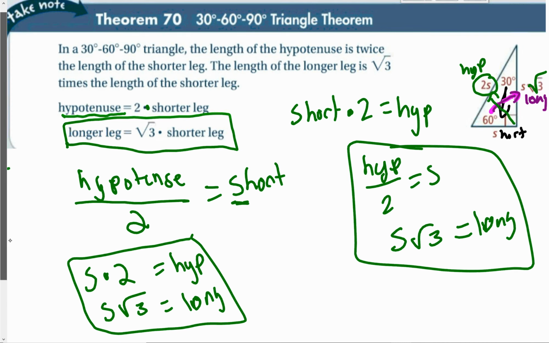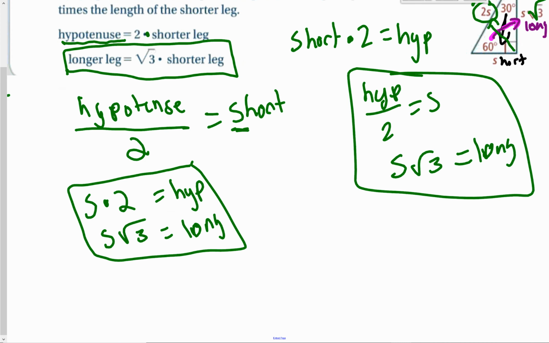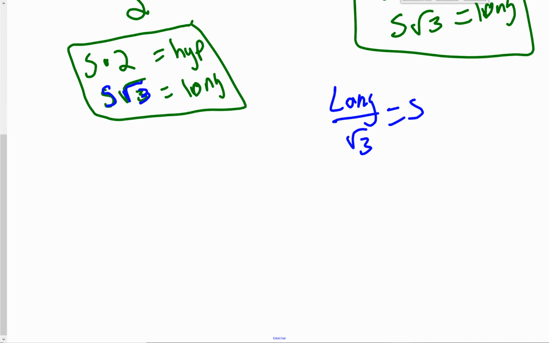The harder one, depending on what number you're given, is if you start with the long leg. If you're given the long leg, you have to go backwards. To get to the long leg, if we had our short leg, we would take our short leg times root 3. So if I want to go backwards, that means I have to take my long leg and divide it by root 3 to get to my short leg, which is a long process. It's kind of like when we divided by root 2 on our 45. So this one I would have to divide by 3 and then multiply by root 3 if I'm given a whole number to get to my short leg.